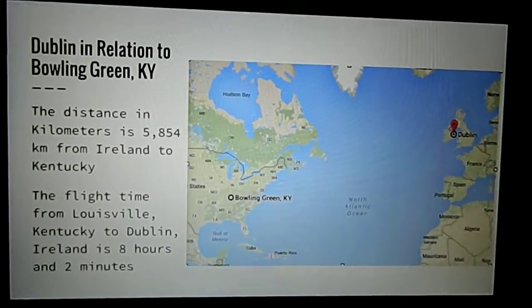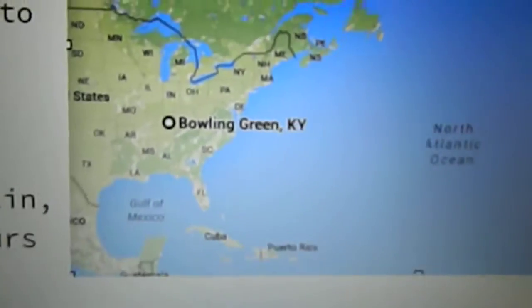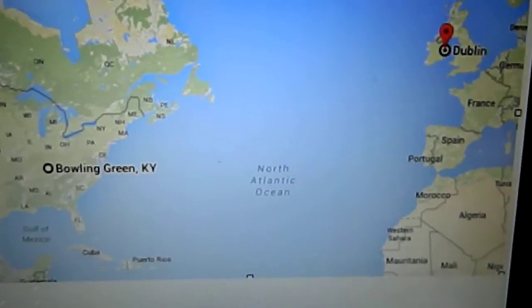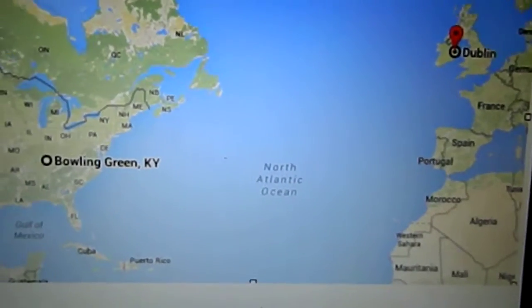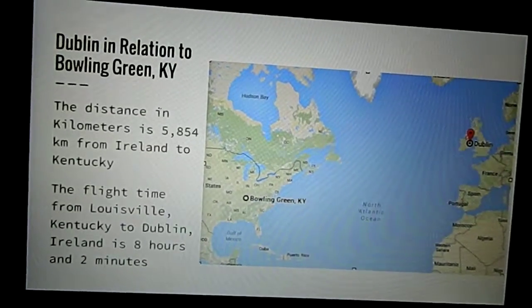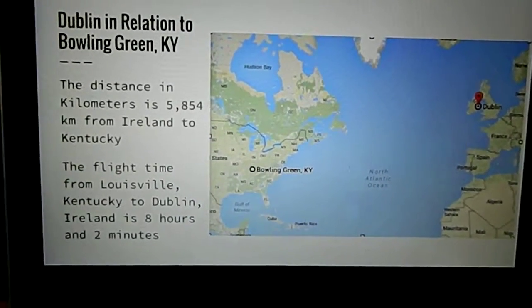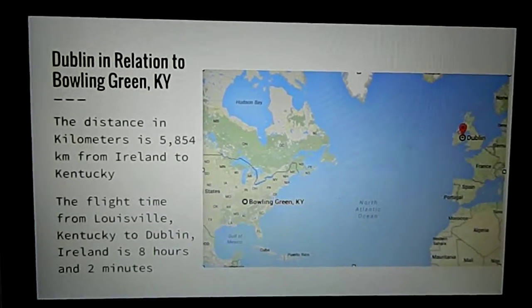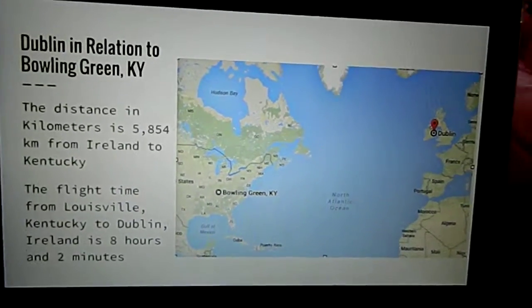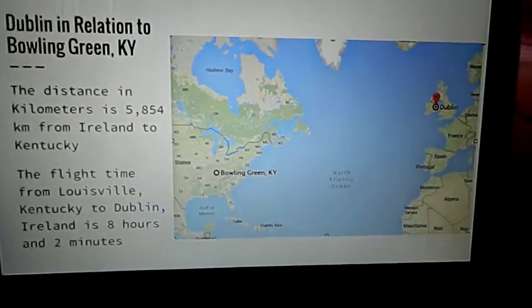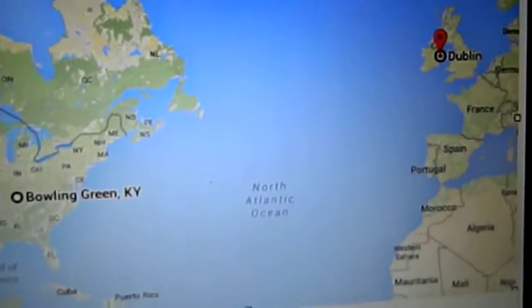So this is Dublin in relation to Bowling Green. As you can see, here's Bowling Green on a map, and there is Dublin, so pretty far away across the ocean. You have to fly, obviously, to get there. The actual distance from Ireland to Kentucky is 5,854 kilometers. And the flight time from Louisville, Kentucky to Dublin, Ireland would take you 8 hours and 2 minutes. I have never been on a flight that long in my life, but that's a pretty long flight. You have to cross the North Atlantic Ocean to get there. As you can see, it's pretty far away, but it would be worth it.